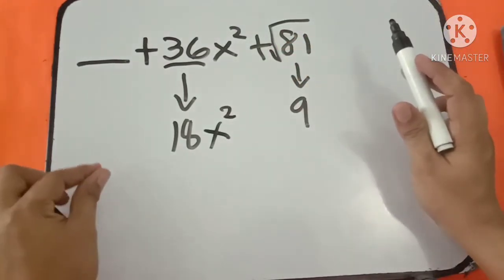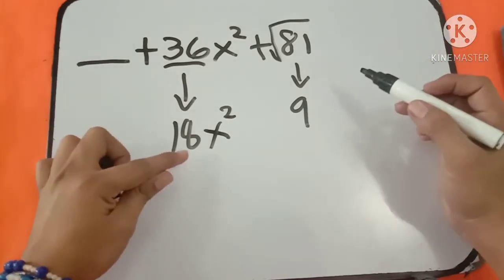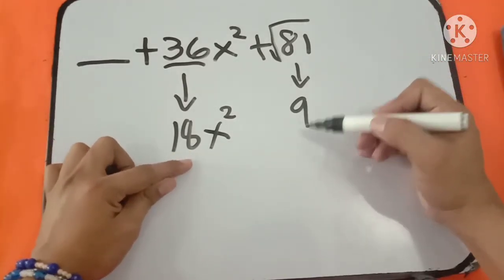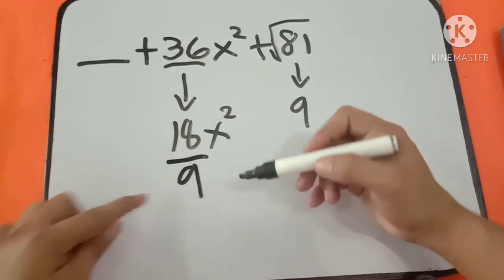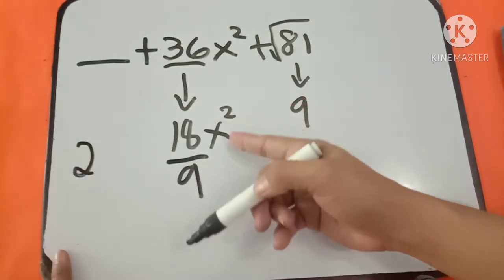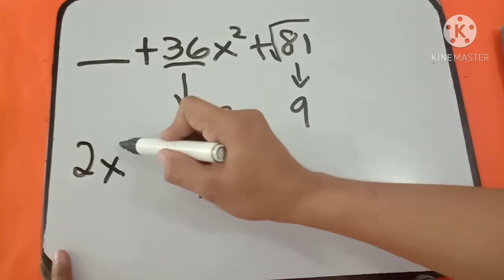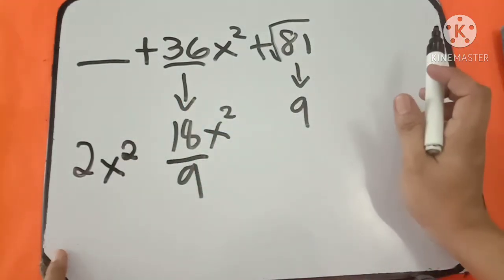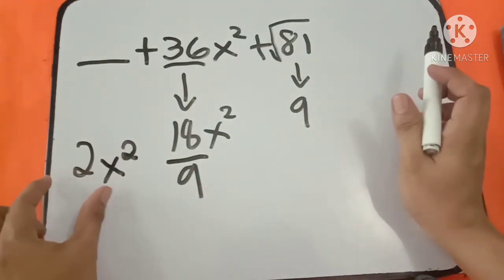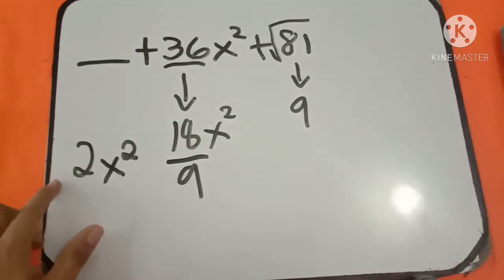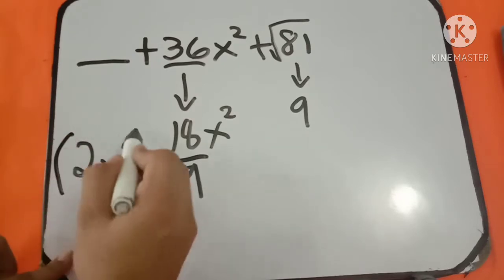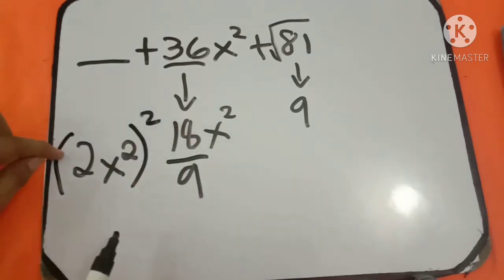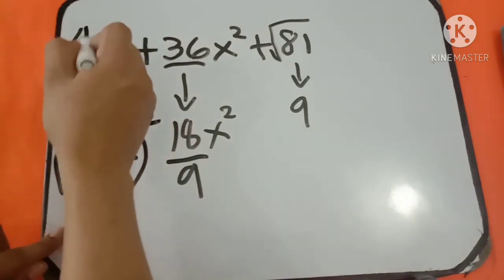Then you have to divide 18 by 9. So divide this 18 by 9. 18 divided by 9 will give you 2. Simply copy the variable together with its exponent. The last step is to square this quotient. Remember, this is a quotient between these terms, so you have to square this one. 2 squared will give you 4.